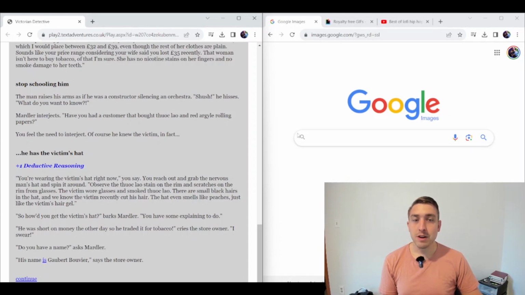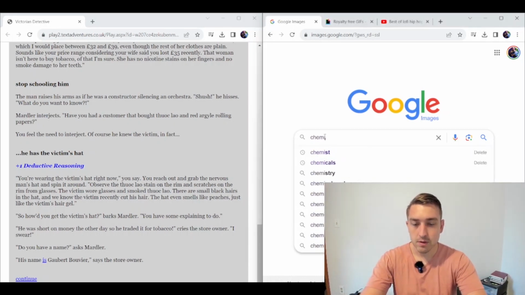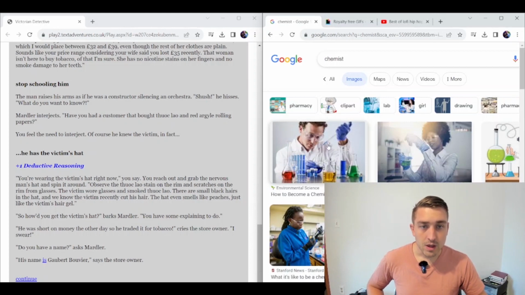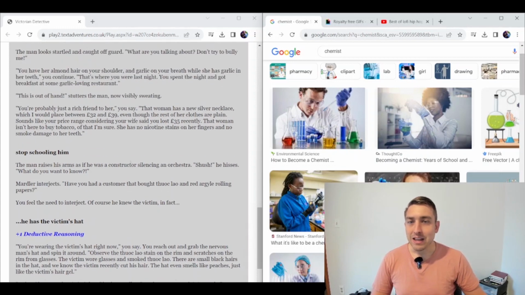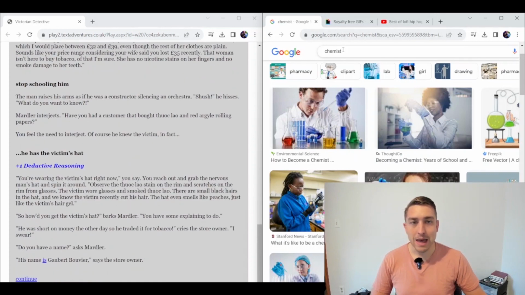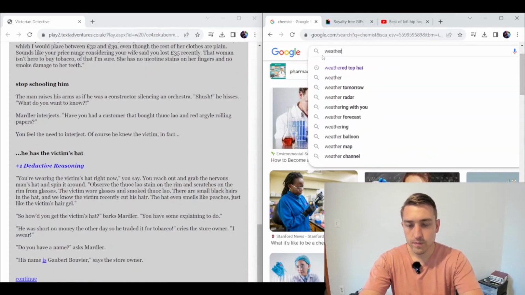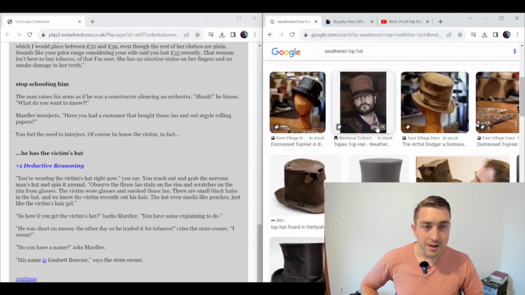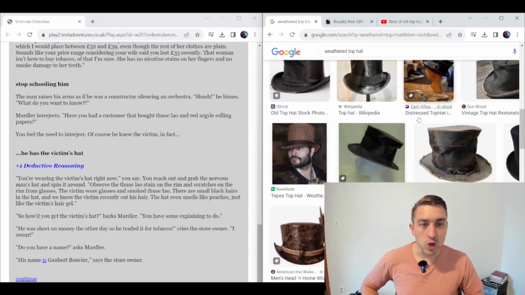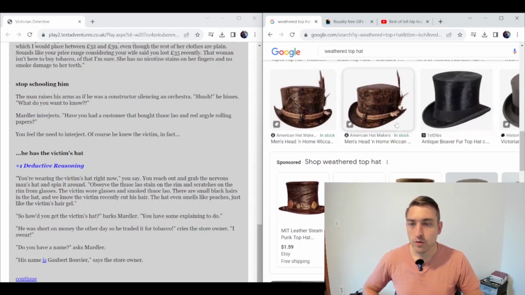Remember, the victim was a chemist. You're wearing the victim's hat right now, you say. You reach out and grab the nervous man's hat and spin it around. Remember, the hat is a weathered top hat. It's been used for a long time.